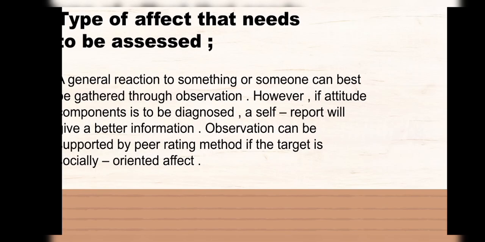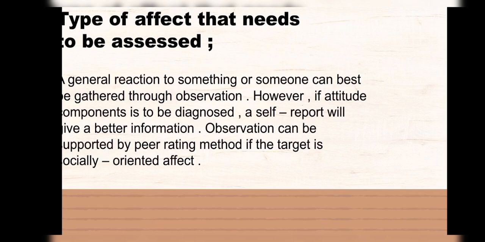A general reaction to something or someone can best be gathered through observation. However, if attitude components are to be diagnosed, a self-report will give better information. Observation can be supported by the peer ratings method. The target is socially oriented affect.